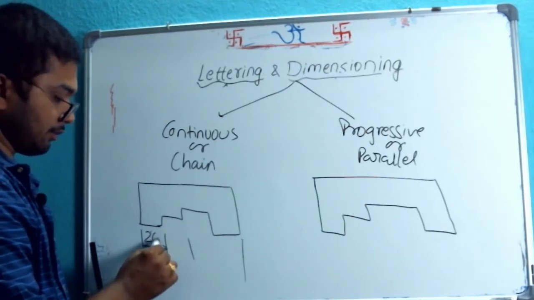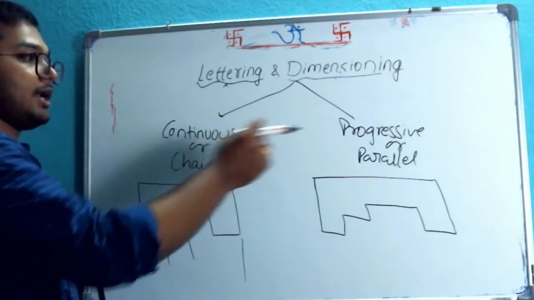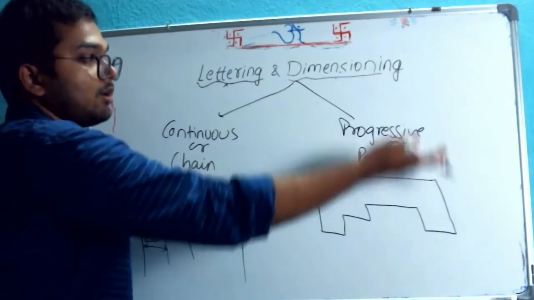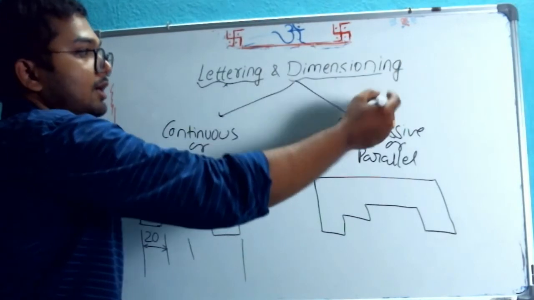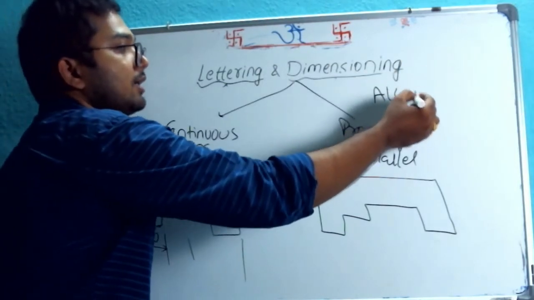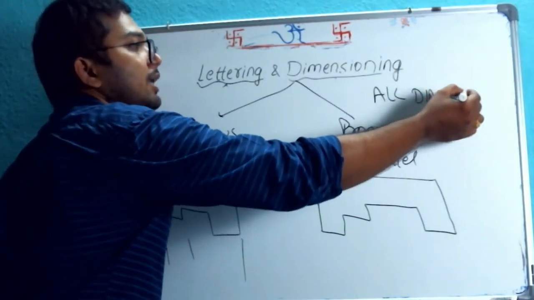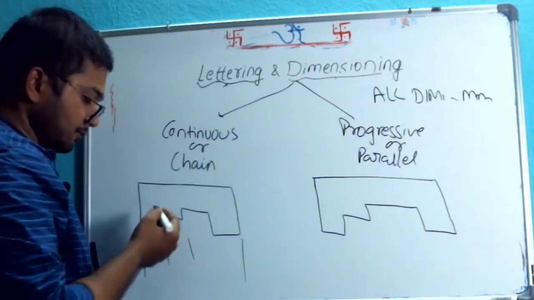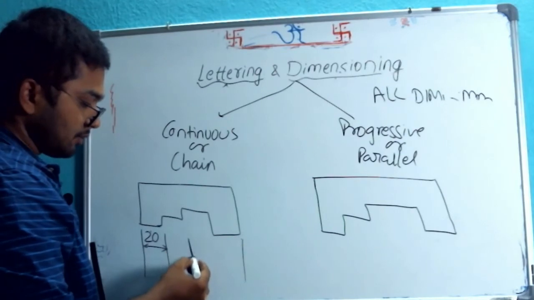This is 20 mm. I am not writing mm on all dimensions. When I write in the title box, or somewhere above in the right top corner, that all dimensions are in mm, then I need not write mm every time. Simply if I write the number it is fine. 20, 20.